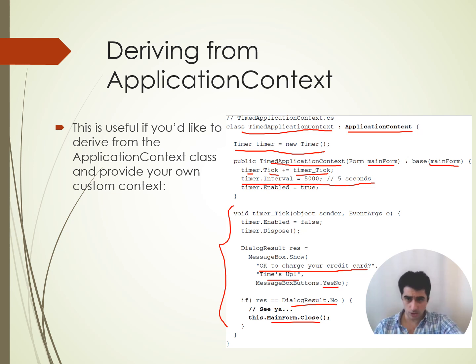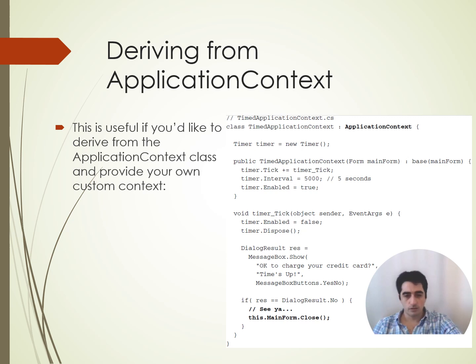You can customize your application context in any way you want. Of course, after you construct this class, you can create a new object of timed application context. And because an object of timed application context is an application context, you can pass it to the run method. And this way you can call the application.run method and begin your program.